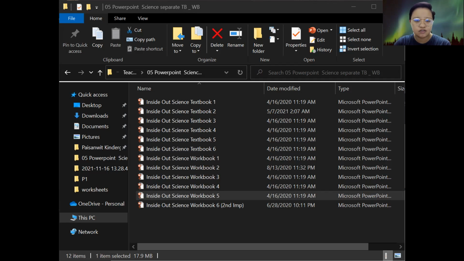Number 6, which of the following is not obtained from forests? A, natural gas. B, paper. C, firewood. D, cocoa beans. Not obtained from forests? Letter A, natural gas. This is one of the examples of fossil fuels. Number 7, which of the following are ways to reduce land pollution?